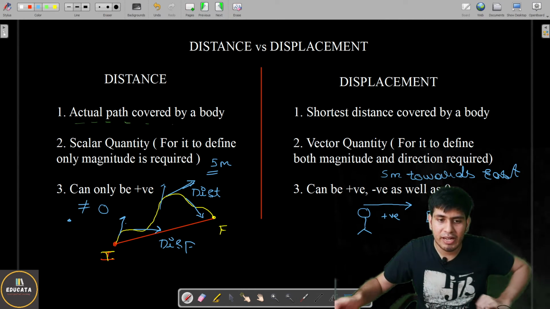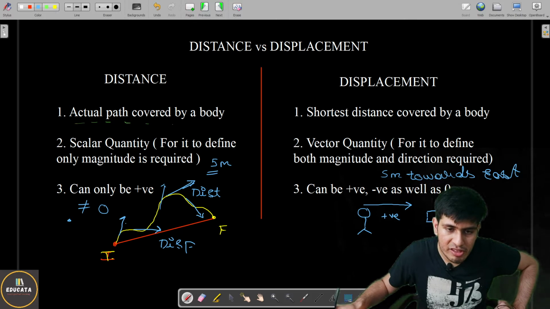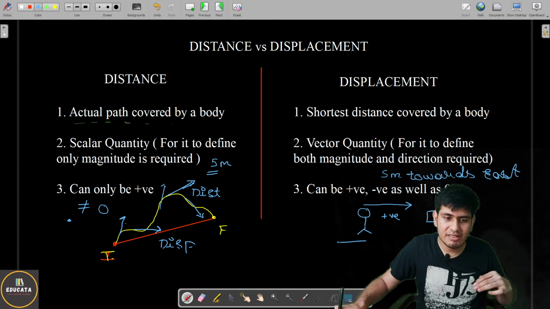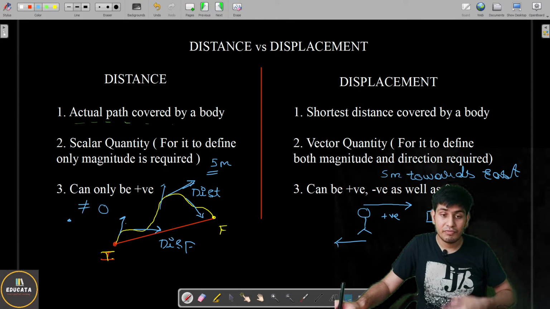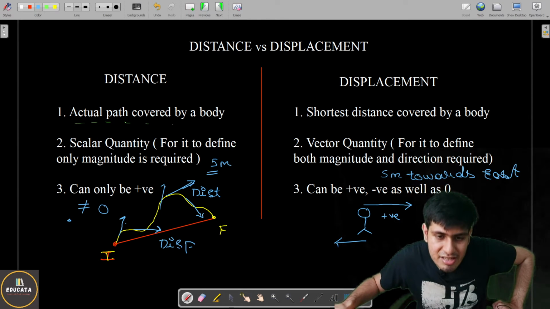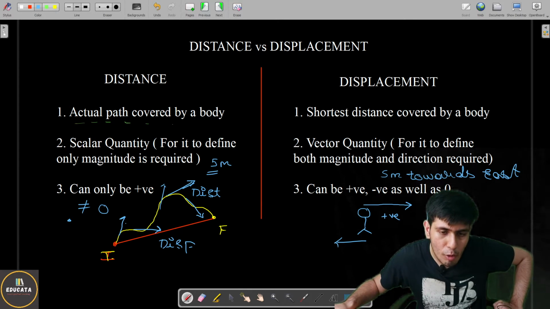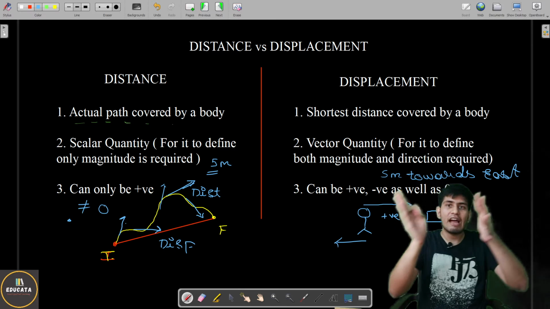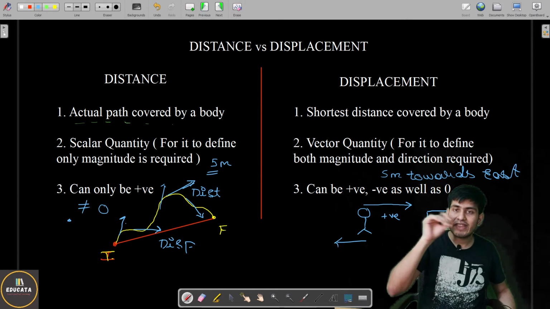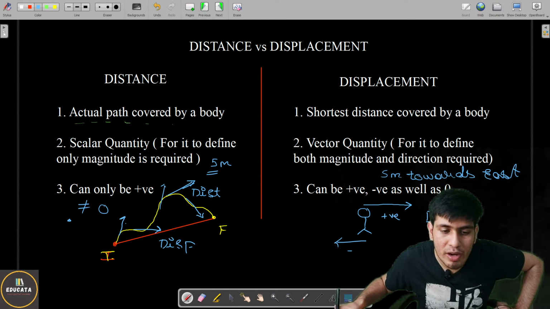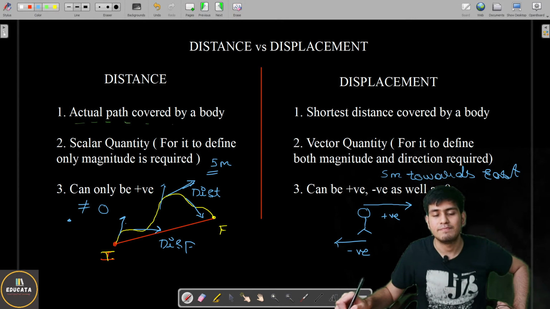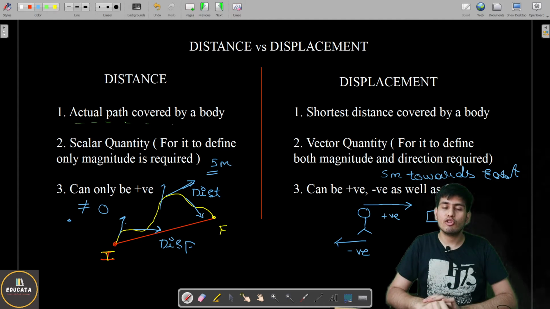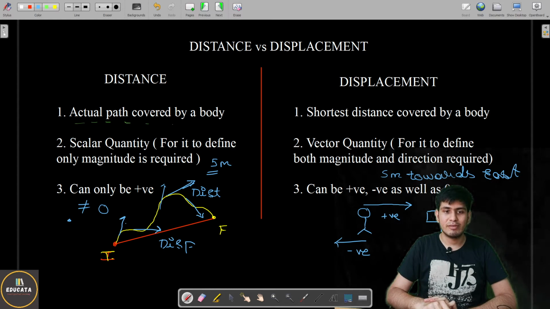But suppose you need to go in this particular direction, but you thought that the marketplace is placed in the other direction. Then your final destination should be this particular point, but you are traveling in the opposite direction. When you are traveling in the opposite direction, that is known as negative displacement.